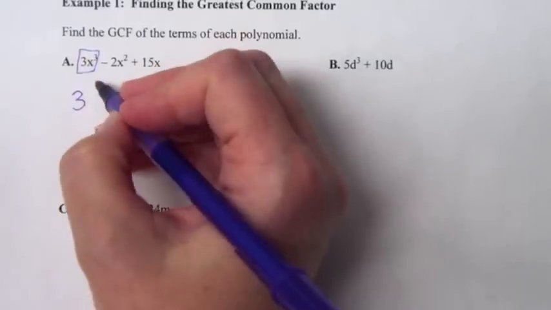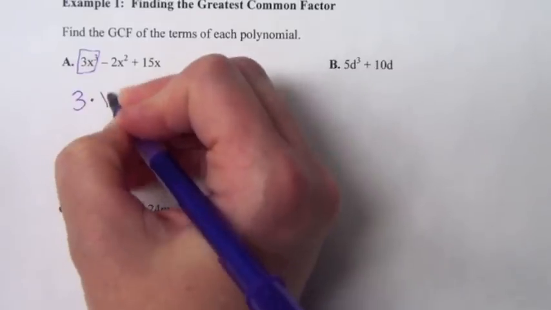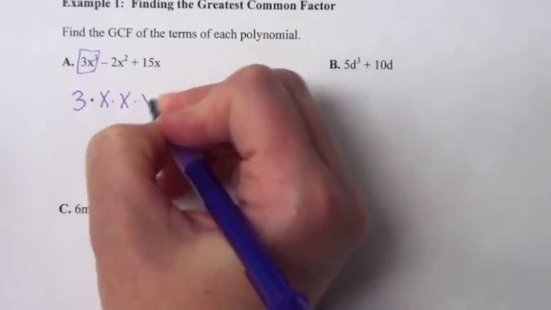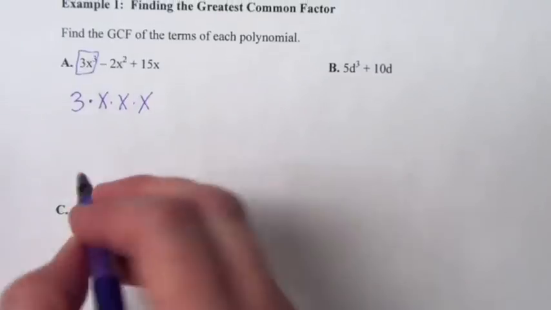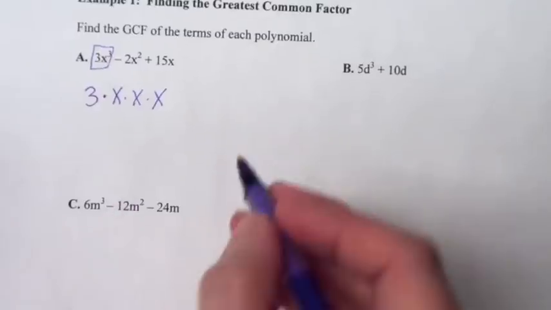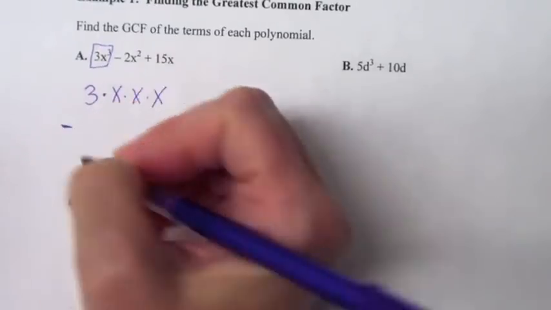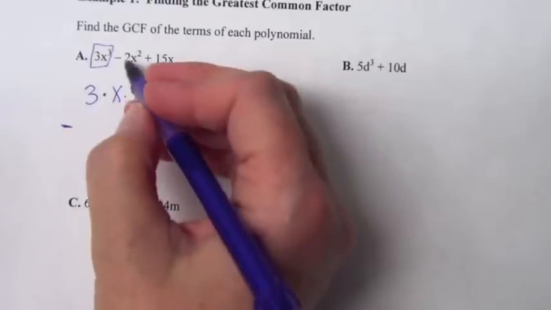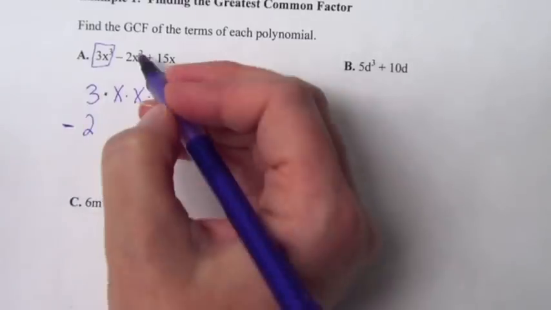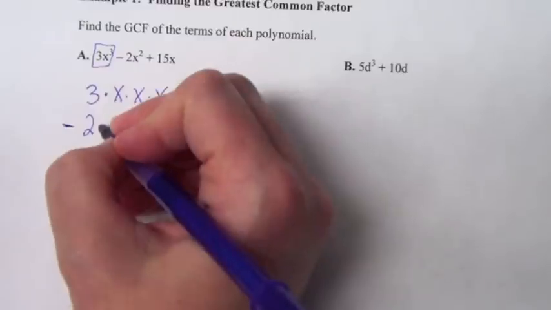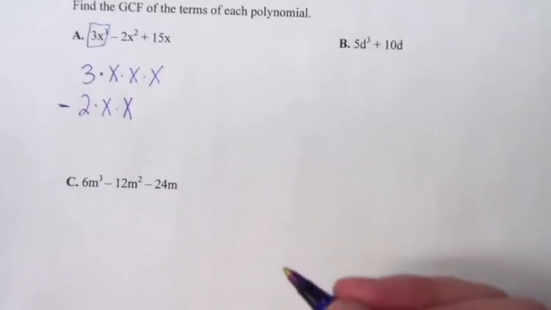So I have 3, and then I have x cubed. In order to break that down, you just write it out as 3 x's. So we're breaking it down into its prime factors. This one has factors of 3, x, x, and x. Then we have negative 2x squared. I'm going to put a negative out here for now, and then 2 breaks down into 2 times 1, but I don't need to write the 1. x squared is going to be x times x. Okay, so I've got the second term done.